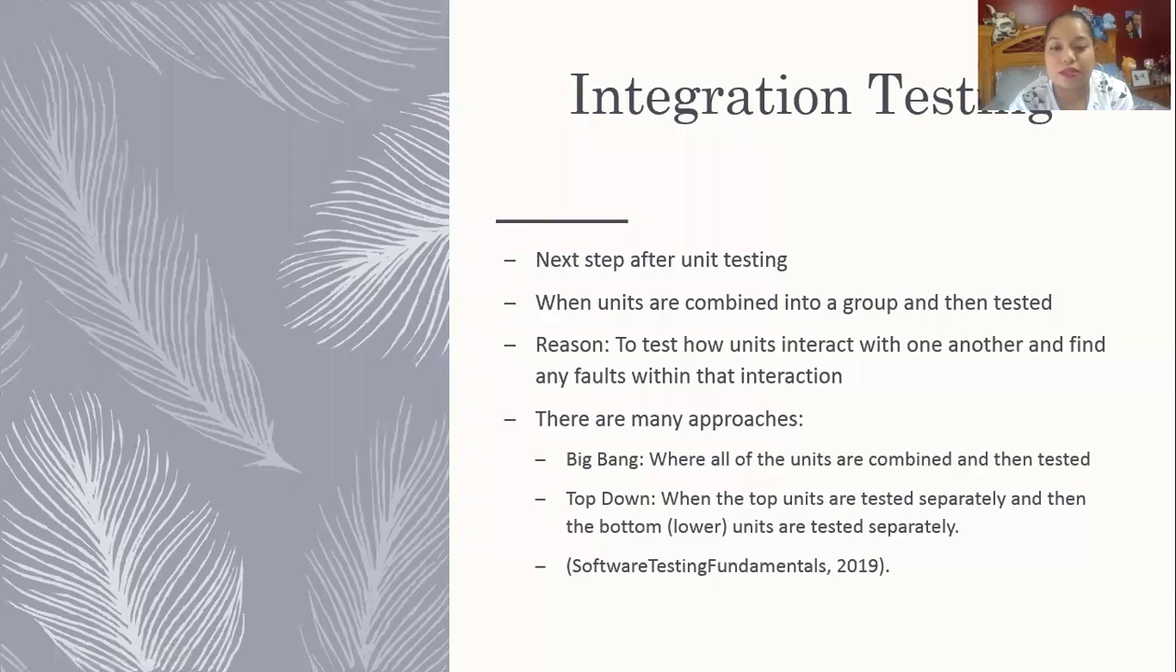There are many approaches to integration testing. These are just two that I listed. One is the Big Bang, where all the units are combined together and then tested. And then there's the top-down approach, and this is when the top units are tested separately, and then the bottom or the lower units are tested separately.